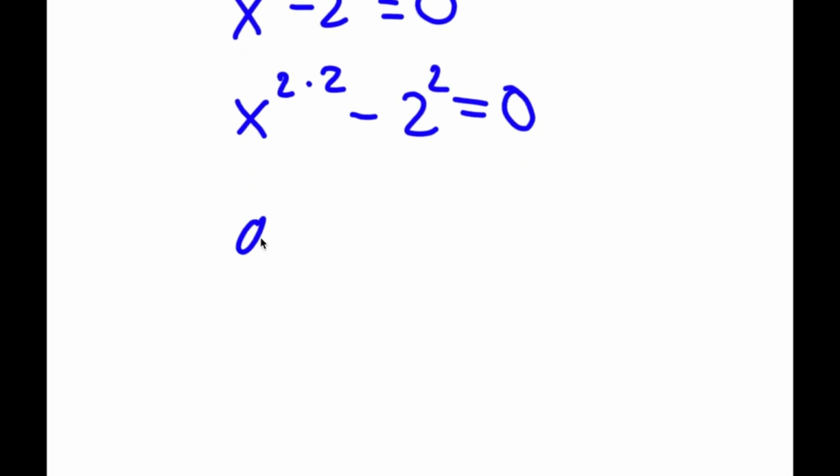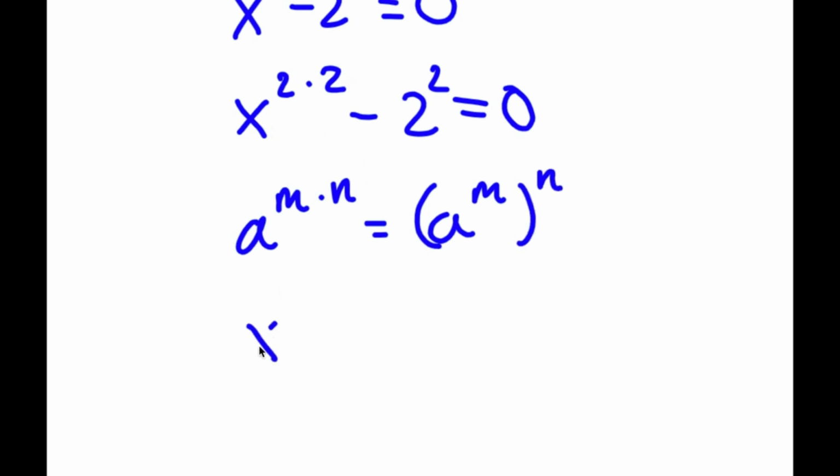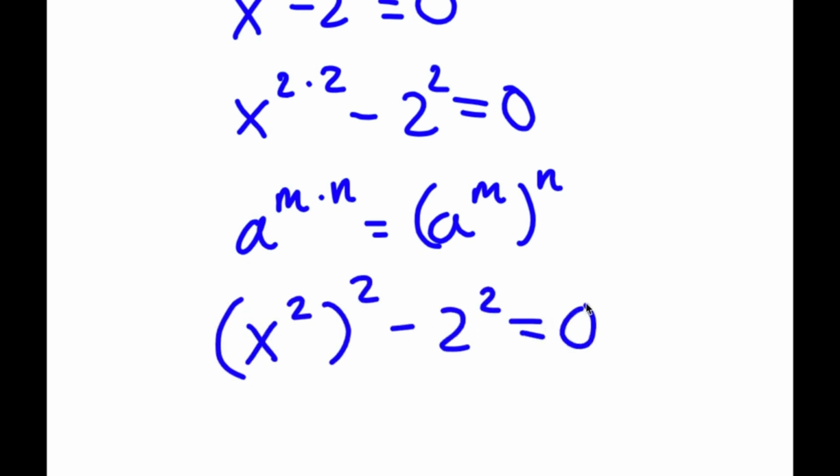Now, if I have something in the form a to the power of m times n, this is equal to a to the power of m to the power of n. So x to the power of 2 times 2, I can rewrite that as x to the power of 2 to the power of 2, minus 2 squared is equal to 0.